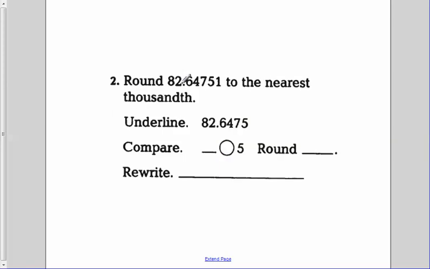Second example, round 82 and 64,751 hundred thousandths to the nearest thousandth. So we're going to look at what digit is on our thousandth place. And that would be our 7. So we look to the digit to the right, and it's a 5. Well, 5 is equal to 5. Remember, if the digit is greater than or equal to 5, then we have to round up. Since it is 5, that means we need to round up.